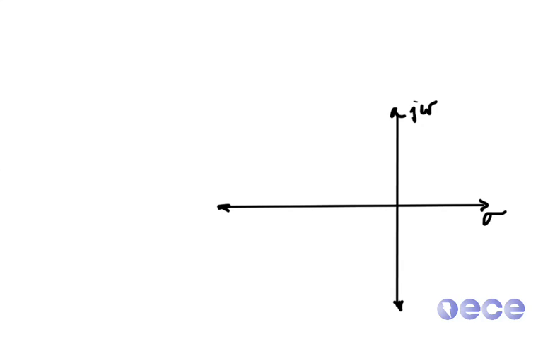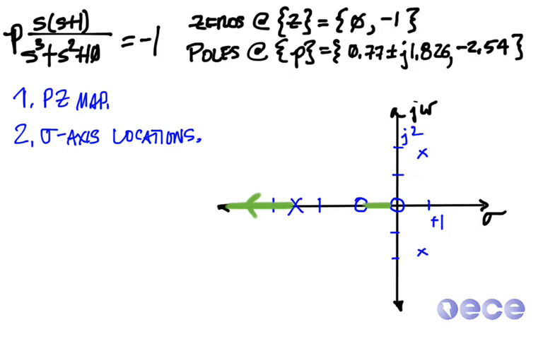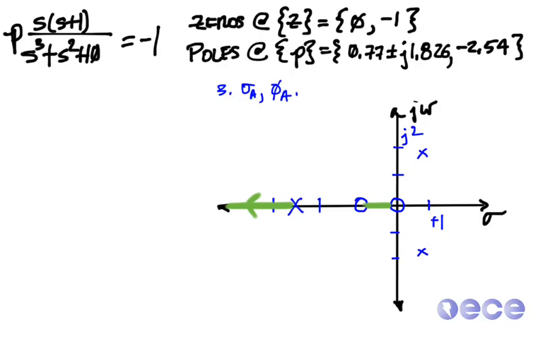Okay, so let's go ahead and sketch the real and imaginary axes. Remember that our zeros are at 0 and minus 1, and we have poles at 0.77 plus j1.826 and at minus 2.54. So go ahead and lay those out. I've sort of labeled our points here. So we have our PZ map. We label the points that are on the real axis here. And now we need to find the location of the asymptotes and the angles of the asymptotes.